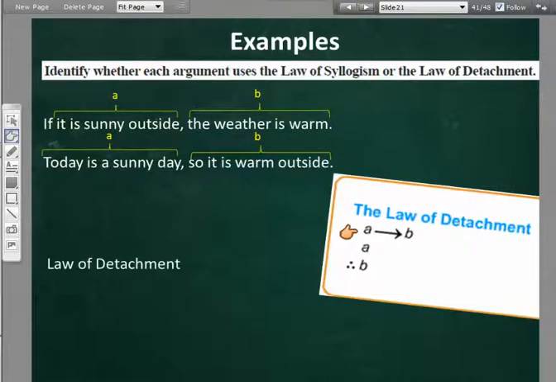So I compared that with my little note on the law of detachment. If A, then B. If A is true, therefore B is true. So that makes it the law of detachment.